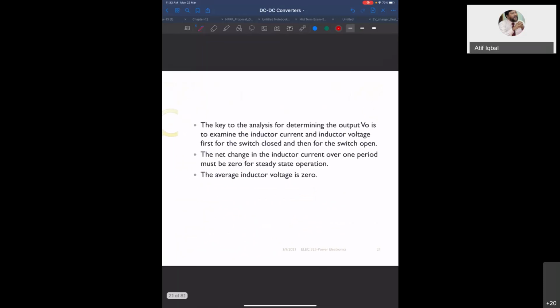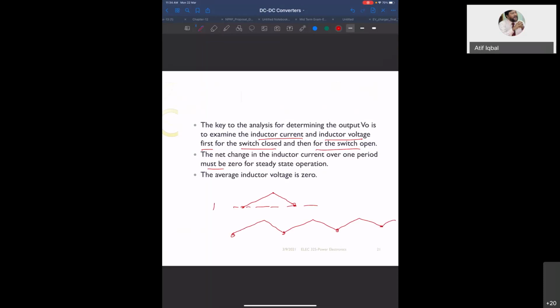The key to the analysis of determining the output voltage is to examine the inductor current and inductor voltage first for the switch closed and then for the switch open. The net change in the inductor current over one period must be 0 for steady state operation. That means you start the current from here, the inductor current rises, and it falls to the same value. This is the steady state condition. In the transient condition, it will go like this, so it will not fall back to the same minimum value, and then finally it will reach the steady state.